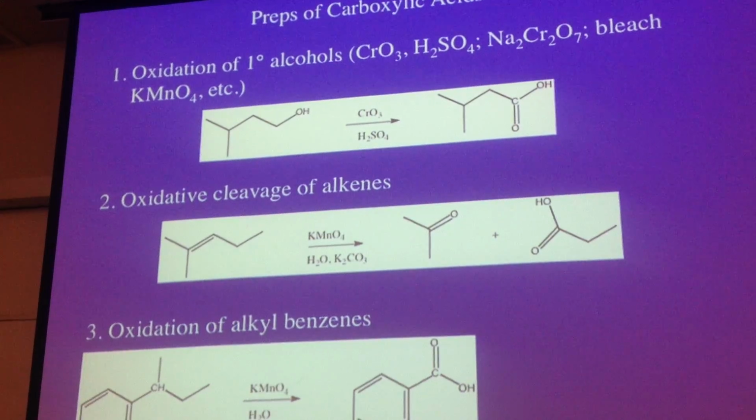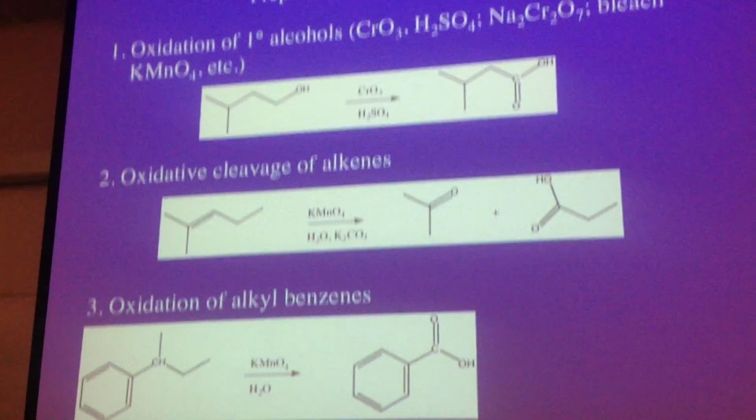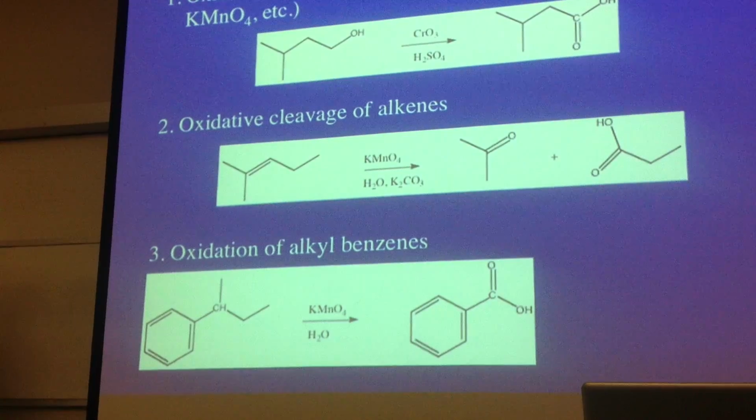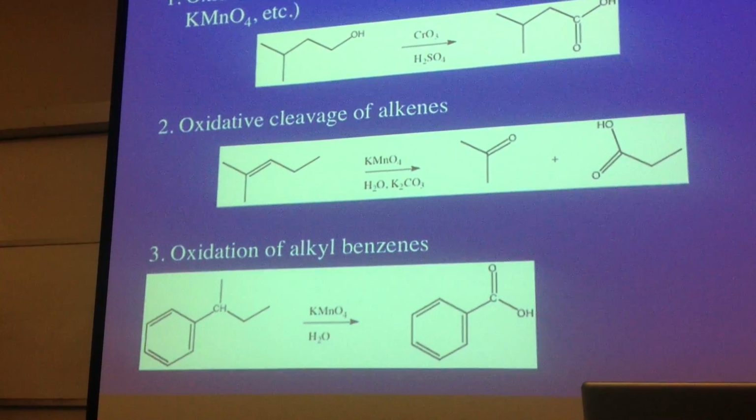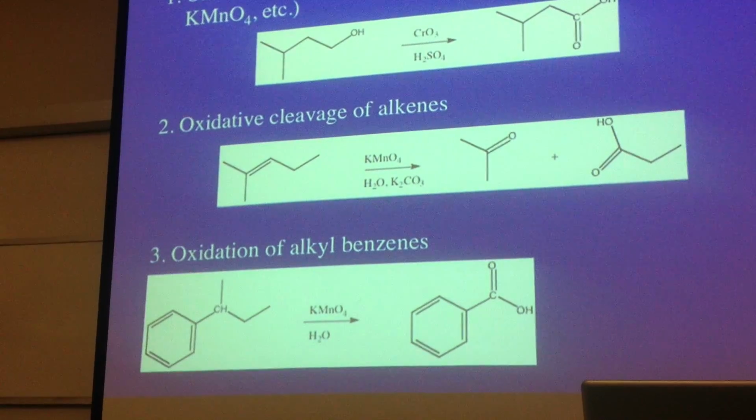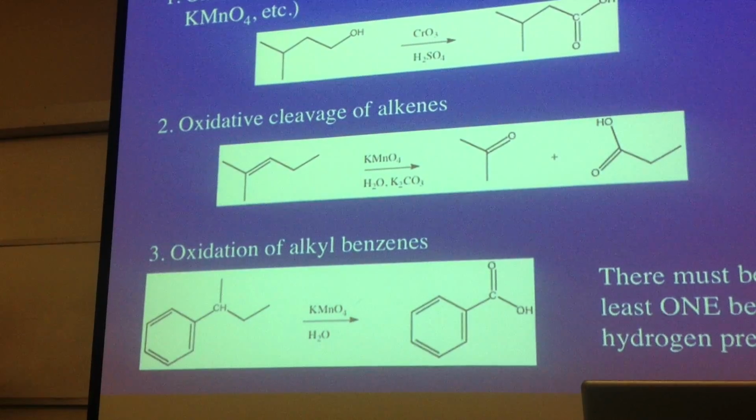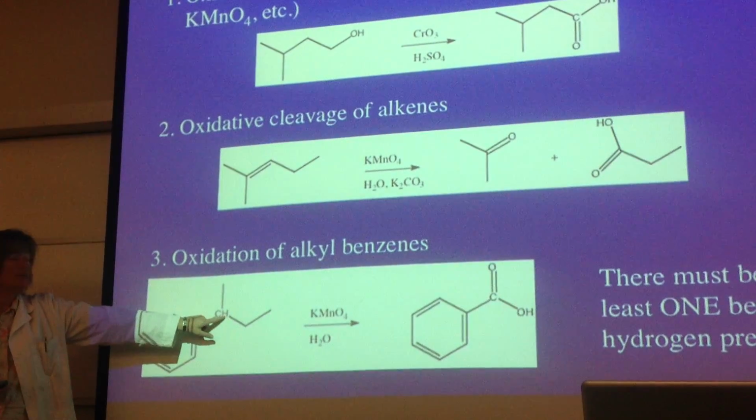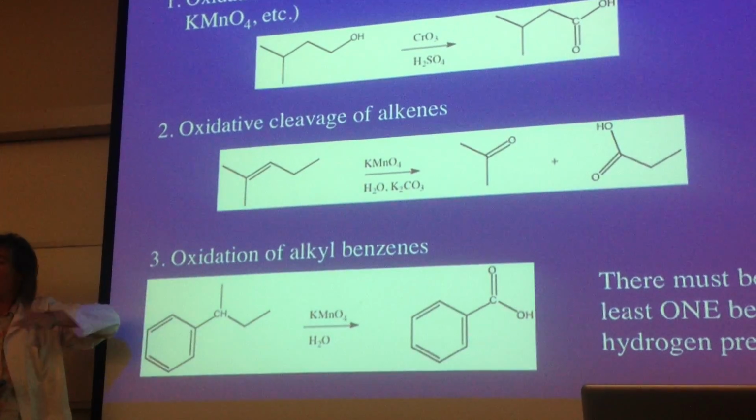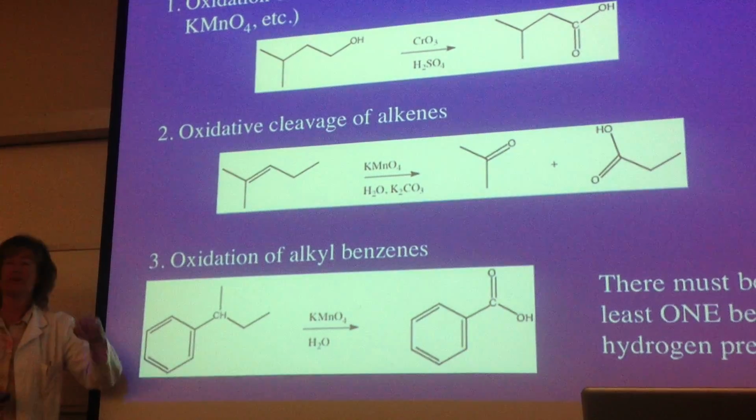The third one contains just benzene. We've used this quite a bit too. You can have an alkyl chain off your benzene, and if you hit it with hot KMnO4, then you can cleave it off to benzoic acid. One thing to remember is you have to have at least one hydrogen in the benzylic position. So if this were, say, a tert-butyl group and it was all carbons on the benzylic carbon, this wouldn't work. You have to have at least one hydrogen.